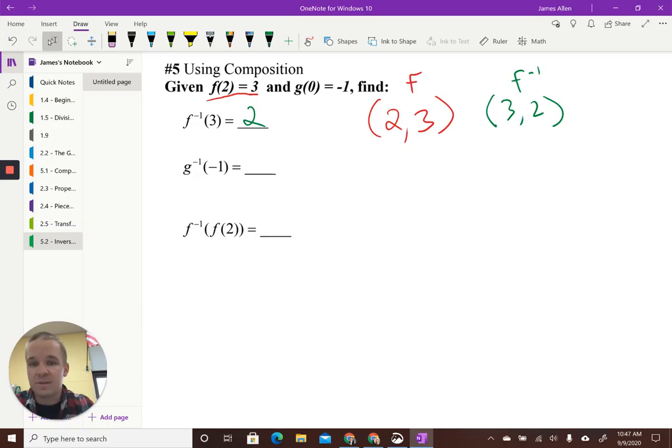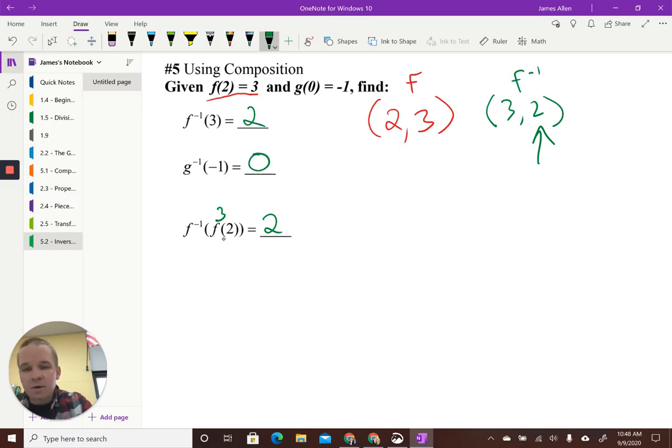So you might be able to gather the same kind of thought process here in this one. g inverse of -1. Well, I know that if g of 0 is equal to -1, I'm going to flip-flop my x and y's, and that one's going to be 0 there, because now my y value is my input, and my x value from the original is my output, okay? All righty, next one, f inverse of f of 2. Well, if f of 2, that's going to be 3, right? What's f inverse of 3? That's just 2.